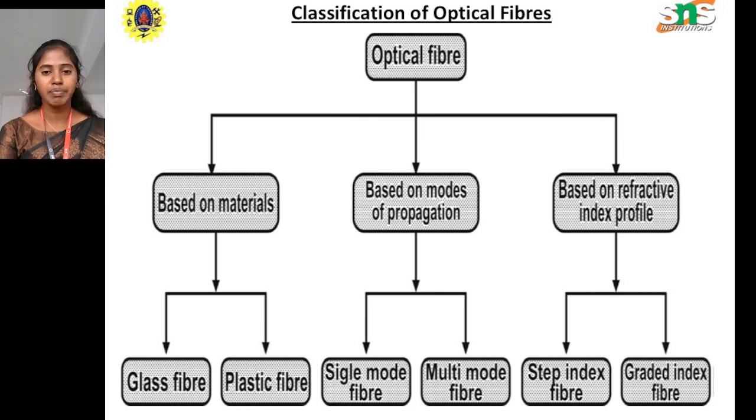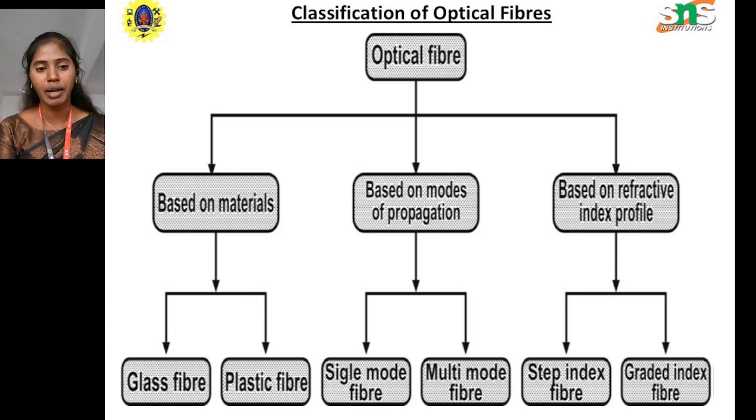Now I'm going to explain about classification of optical fiber. In the previous video I explained the introduction to optical fibers and the propagation of light in optical fiber. I also explained numerical aperture and acceptance angle. Numerical aperture is nothing but the light gathering capacity of the given fiber. Acceptance angle is the maximum angle of incidence below which total internal reflection will not happen. These were all explained in the previous video.